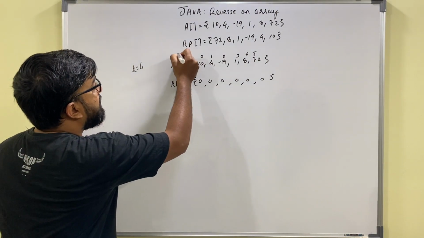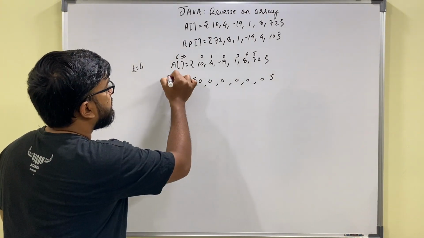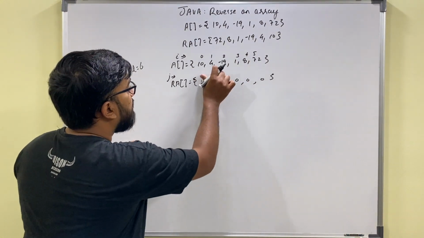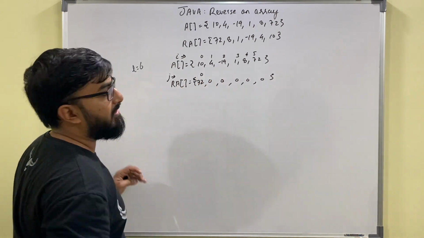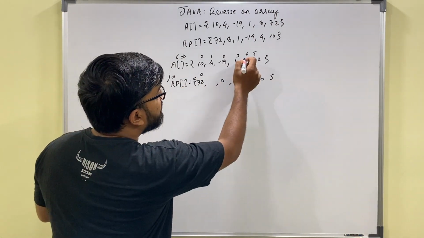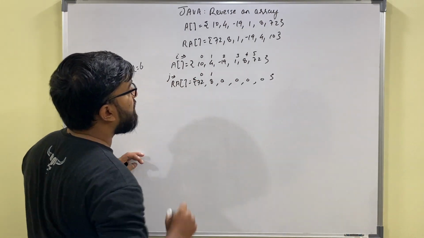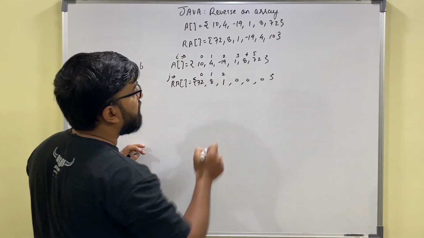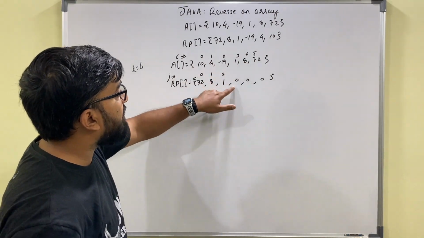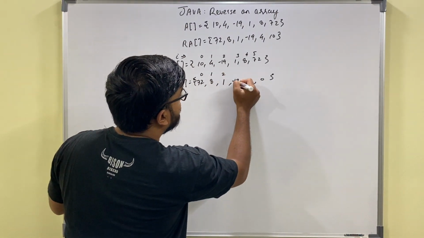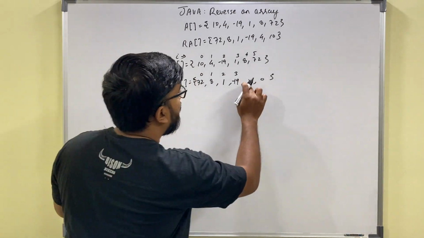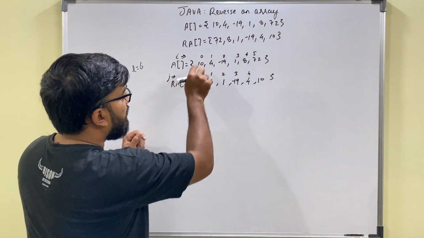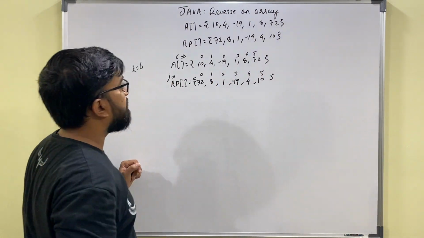So let us consider these indices in A as i, and let us consider the indices in the new array as j. The value at index 5 in A comes at index 0 in the new array. Similarly, the value at index 4 in A comes at index 1, and the value at index 3 in A comes at index 2. So 1 comes here. Minus 19 comes here, so the value at index 2 comes at index 3. The value at index 1 comes at index 4 and the value at index 0, which is 10, comes at index 5.